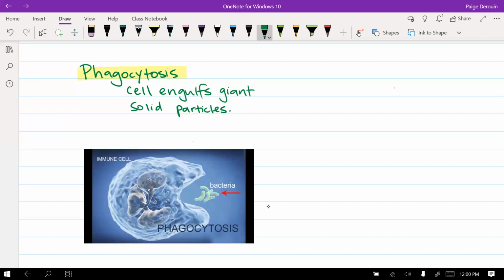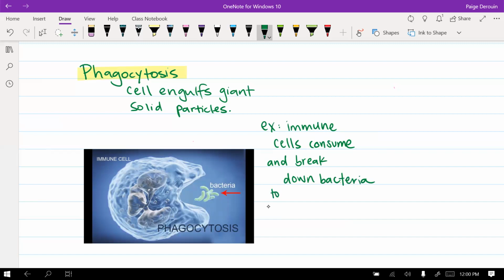Okay, so I'll say an example is immune cells consume and break down bacteria to prevent infections.